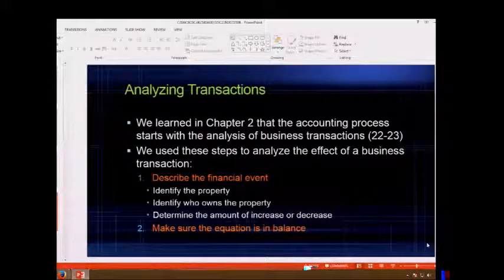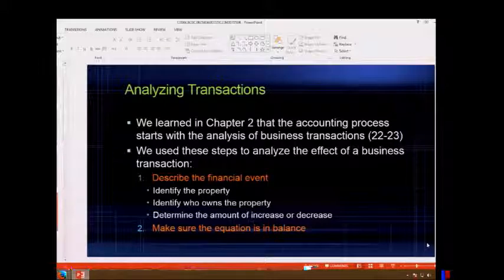We used these steps to analyze the effect of a transaction. Step 1, describe the financial event. And we went through that almost every day. We have to figure out what the property is, what we got, who owns the property, and how much we're going to increase or decrease.